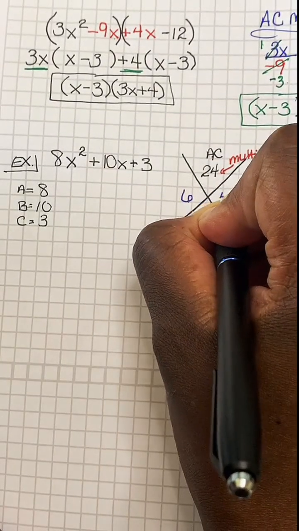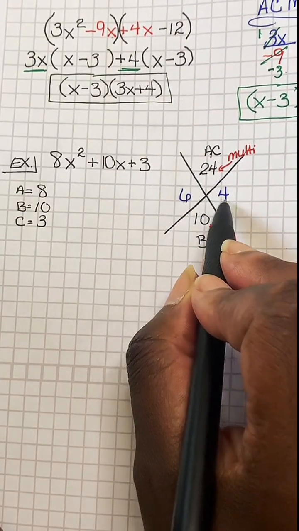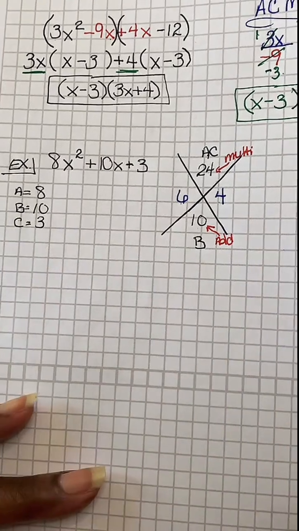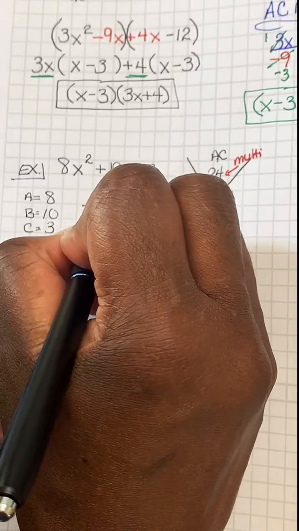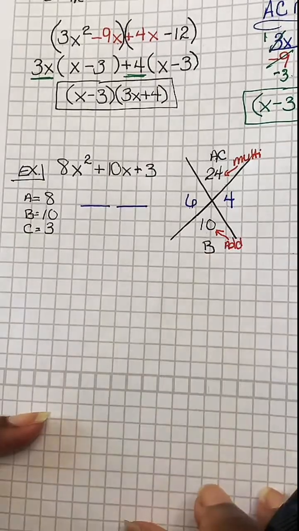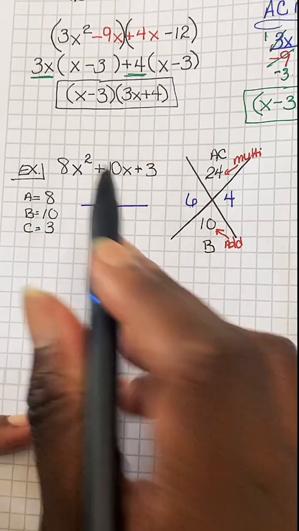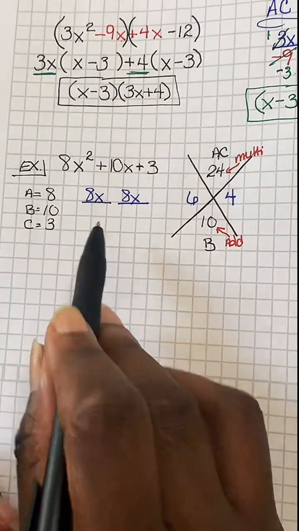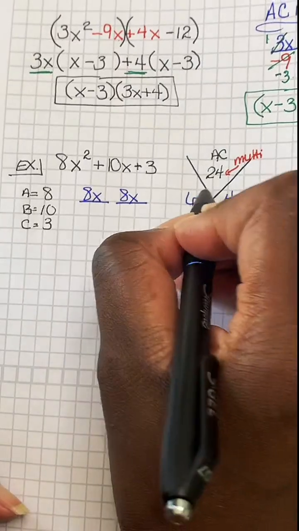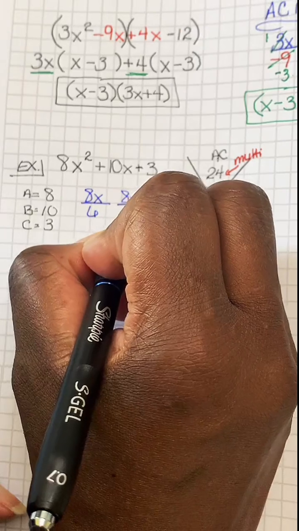All right. So you can say 6 and 4, because 6 times 4 gives me 24, and 6 plus 4 gives me 10. Now we're going into the ratios. What goes in the numerator is your A and the variable. Our A is 8, so you have 8x, 8x. What goes in the denominator are the factors that you found. One's going to have a 6, the other one's going to have a 4.